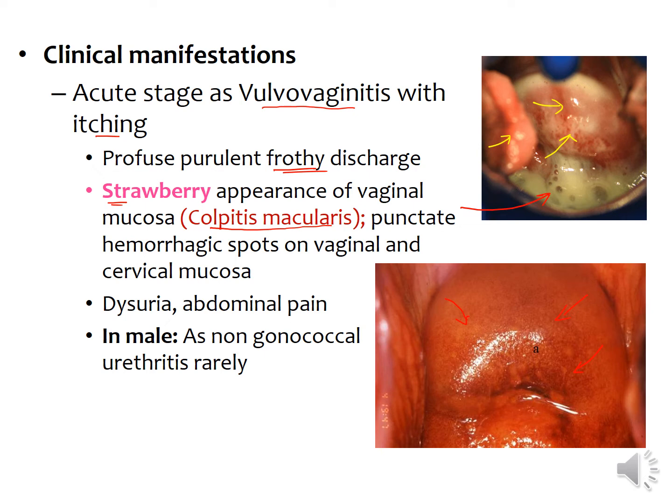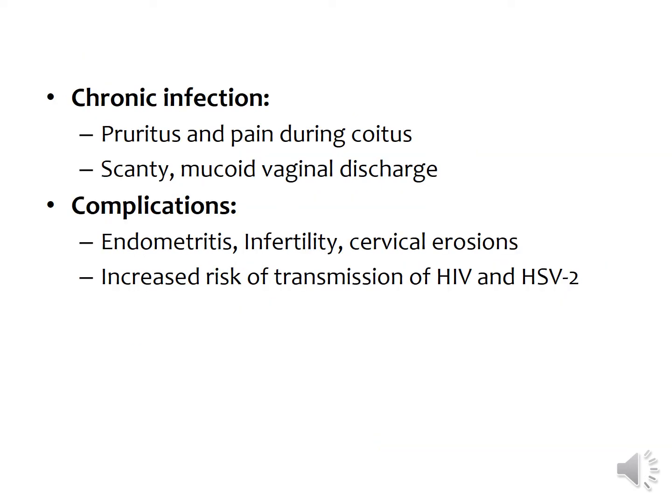And dysuria will be there, that is painful urination, along with abdominal pain. In male, it presents as non-gonococcal urethritis, but rarely. Chronic infection shows pruritus and pain during coitus, and scanty mucoid vaginal discharge is also present in this particular case. And this case is complicated as endometritis, infertility, and cervical erosions.